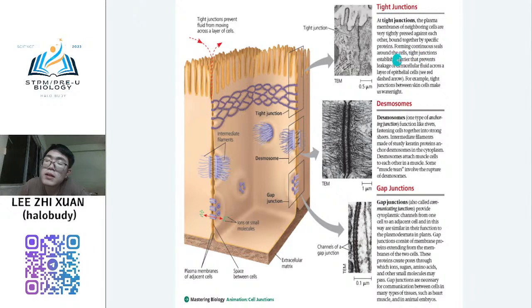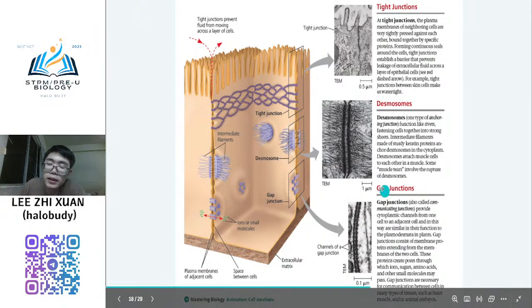And then forming continuous seals around the cell, tight junctions establish a barrier that prevents leakage of the extracellular fluid across a layer of epithelial cells. So normally this one is to prevent the extracellular fluid from flowing away from the cell. So why do we call it tight junction? Because it is very tight to each other. It is like tying lah, the plasma membranes are tied together, so that nothing escapes. And then another one is gap junction.